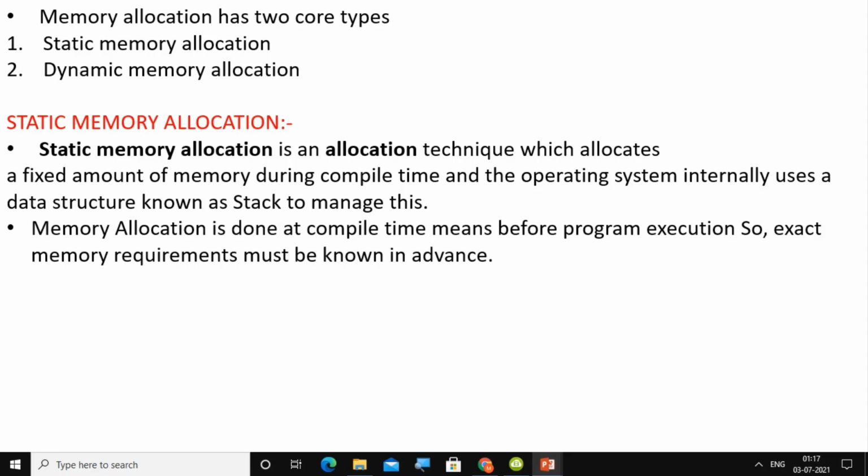Now, memory allocation is done at compile time, which means before program execution, the exact memory requirement must be known. At compile time means memory allocation will be done before program execution, so the memory requirement must be known in advance.